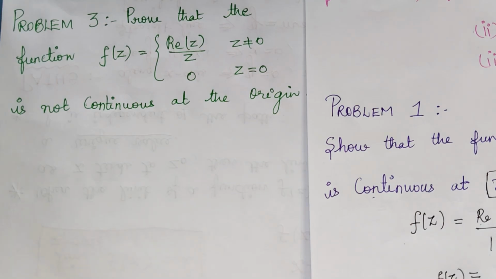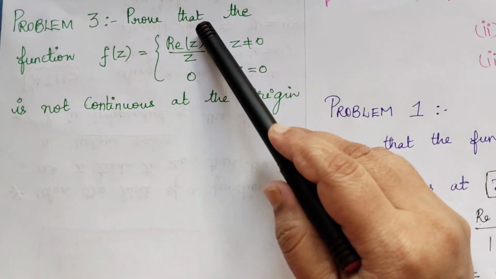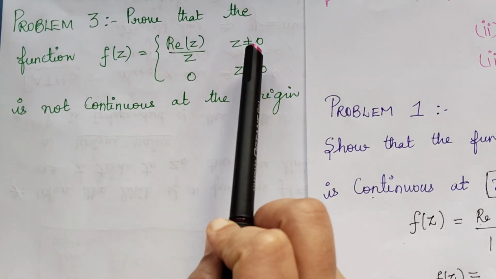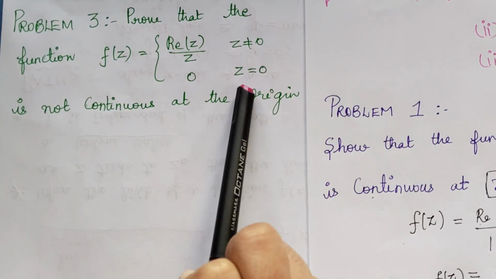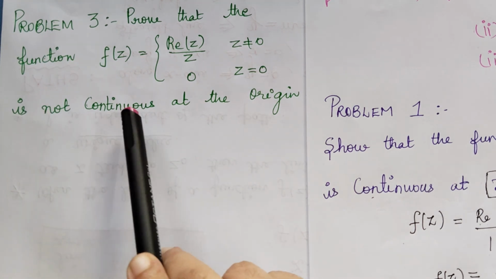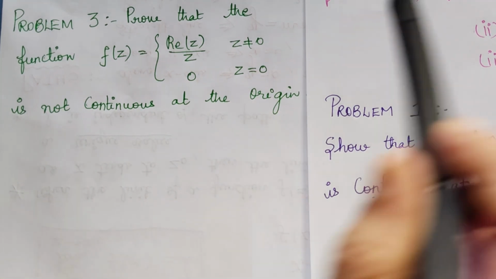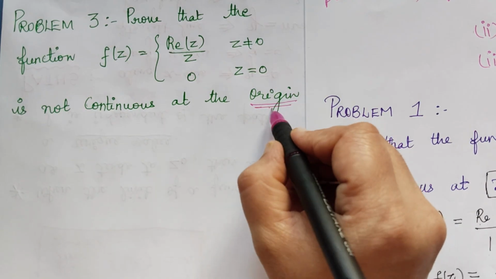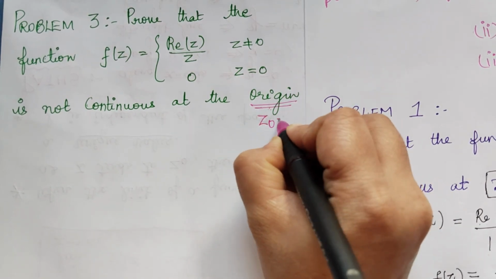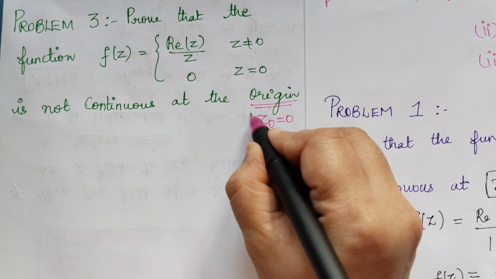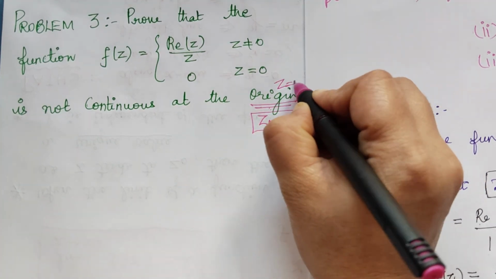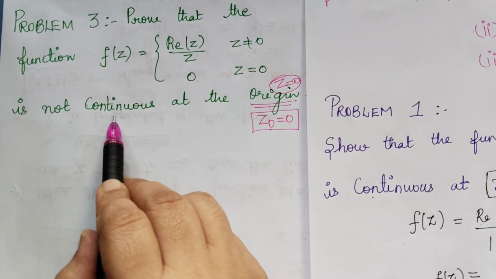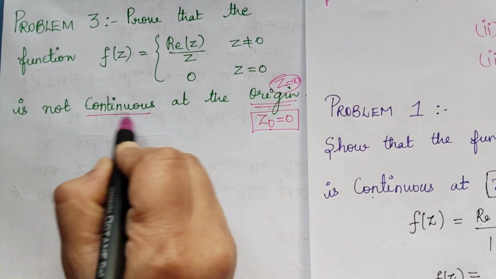Now here we have the third problem which says: prove that the function f of z equal to real part of z by z for z not equal to 0, and 0 if z is equal to 0, is not continuous at the origin. So origin means what? Origin is the point where z naught is equal to 0. So at that point we have to prove that the given function f of z is not continuous.